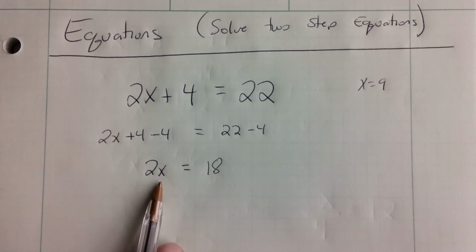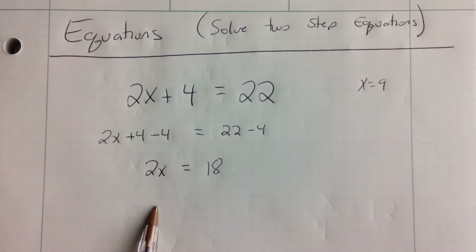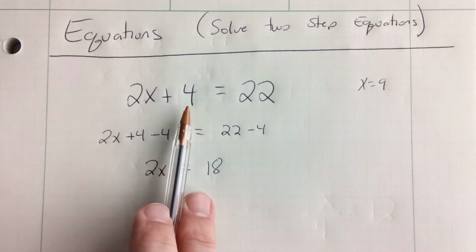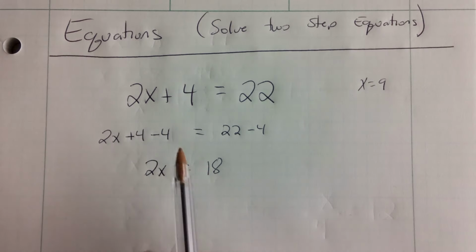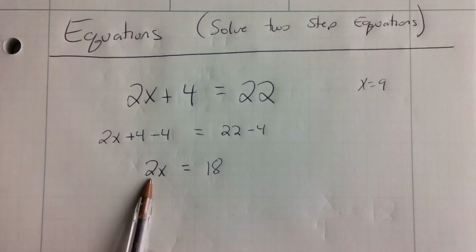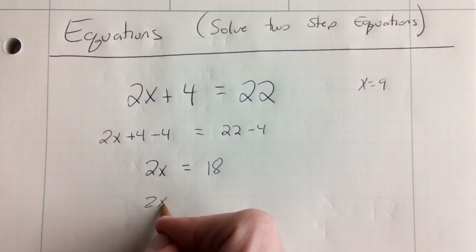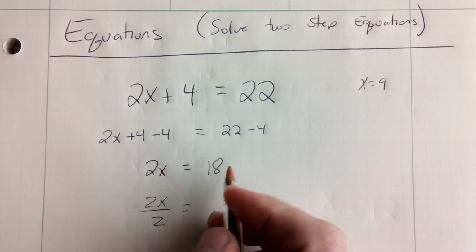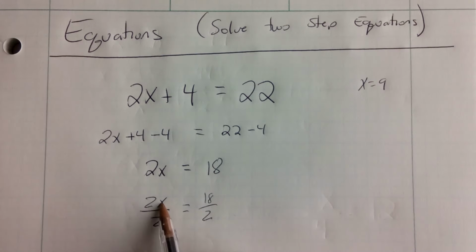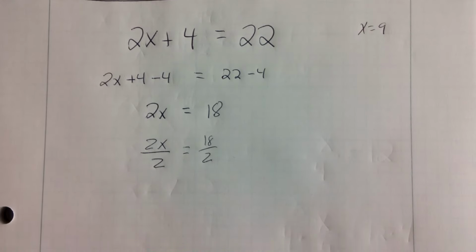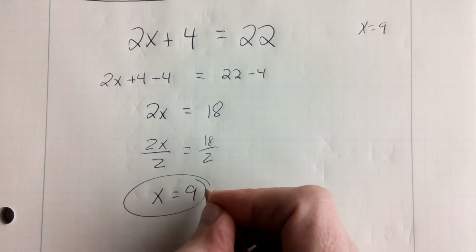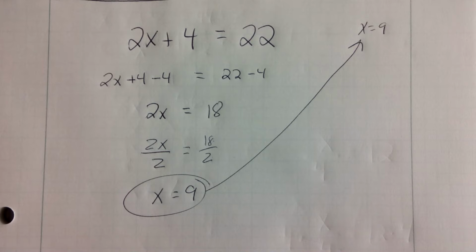Now that I got the term that contains the x by itself, and that's always the first step, is to isolate the term that has the x. So I had to remove the 4, which is what I've done. Now I can remove the 2 that I'm multiplying by x. And again, the way I'm going to undo multiplication is I'm going to take that 2x and I'm going to divide by 2. But again, what I do to one side of the equation, I must do to the other. Now, 2 divided by 2 leaves me just x. And then 18 divided by 2 is 9. And I get the exact same solution that I found when I was guessing.